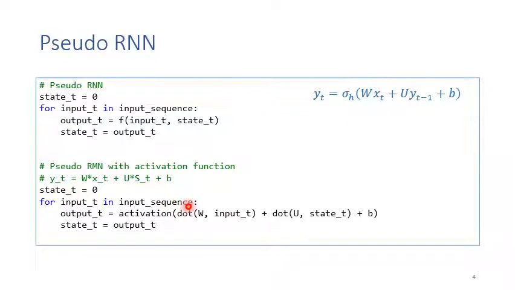Okay, for the input sequence, for each input at time t, we calculate the dot product of the weight matrix W and the input t, and the dot product of matrix U and the state t, plus a bias, then pass to an activation function to calculate the new output t. Okay, so to make a loop, we update state t with the output t, and that's our new RNN.